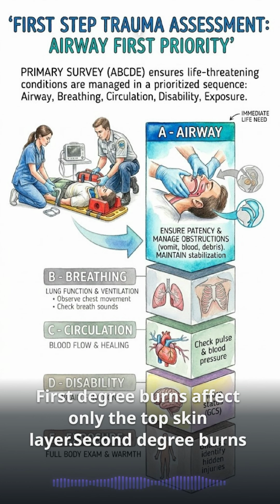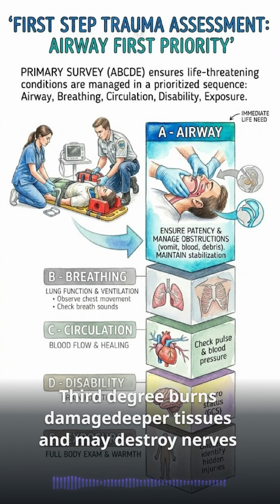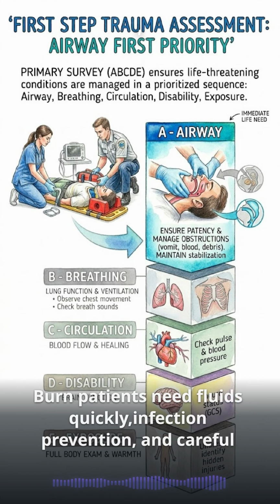First-degree burns affect only the top skin layer. Second-degree burns cause blisters and severe pain. Third-degree burns damage deeper tissues and may destroy nerves completely. Burn patients need fluids quickly, infection prevention, and careful monitoring.